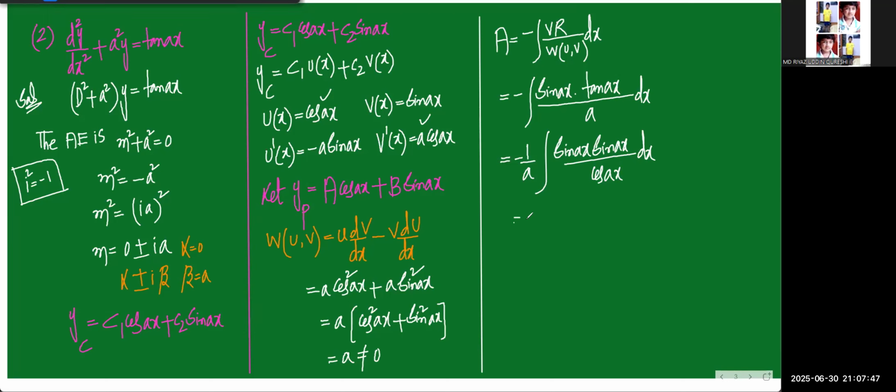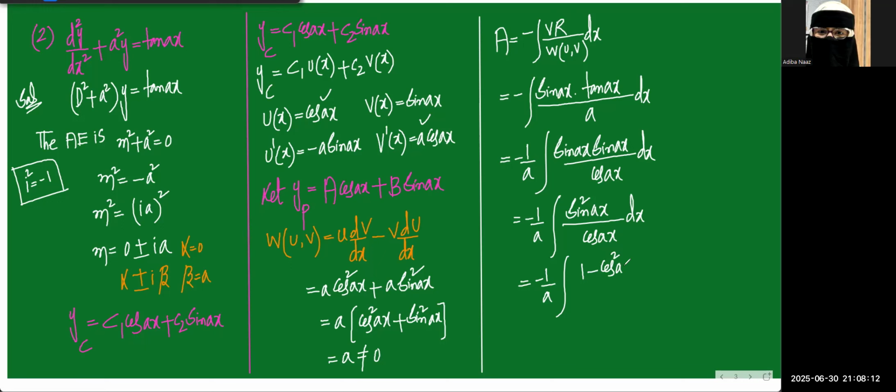This is equal to minus 1 by a, integral of sin into sin square ax by cos ax dx. Minus 1 by a integral of, you know this, sin square theta can be written as 1 minus cos square theta, divided by cos ax into dx.